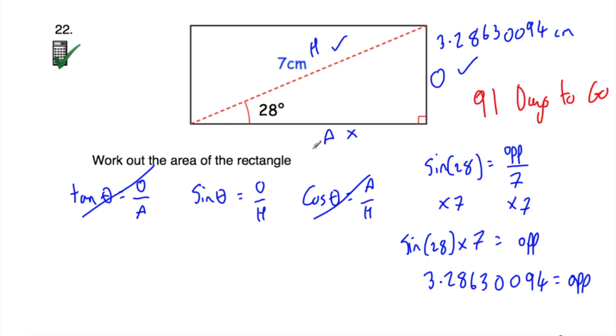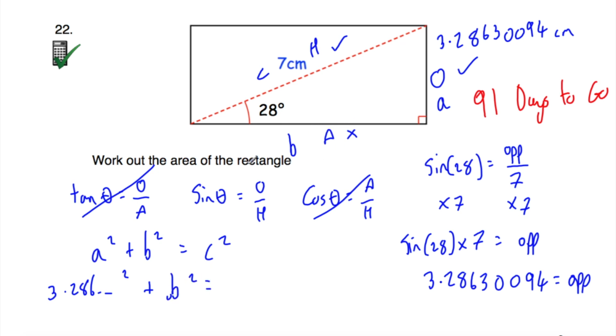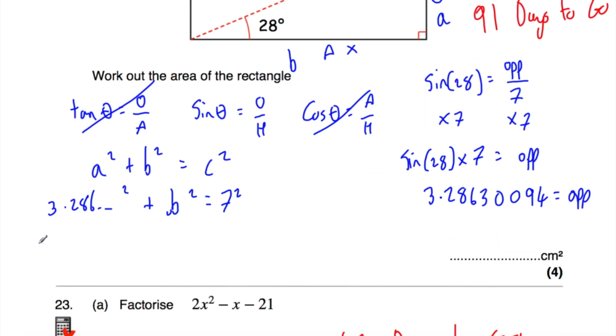right angle triangle here. So I'm going to label the sides A, the shortest side, B, the middlest side, and C, the longest side. And so we've got A squared plus B squared equals C squared. So that's A squared, which is our 3.286 and so on squared, plus B squared, which is what we're trying to find, is equal to the longest side, C squared, and C is equal to 7, so 7 squared. This is 10.799777386 plus B squared is equal to 7 squared, which is 49.